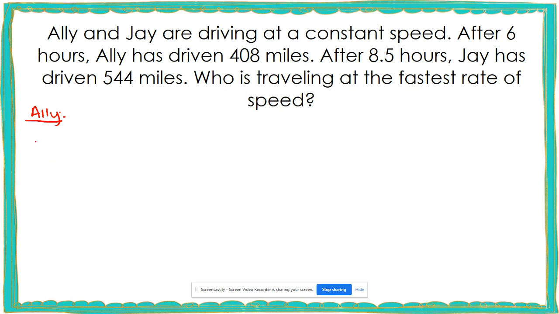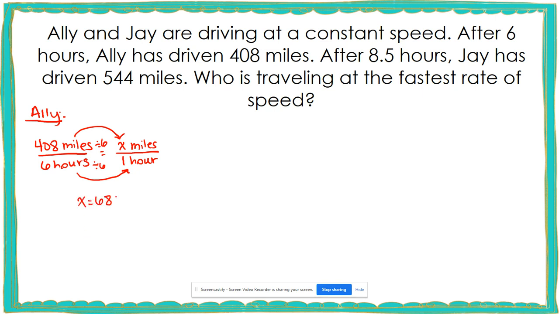I know that she has driven 408 miles, and she has done that in 8.5 hours, or 6 hours, I'm sorry. What I'm looking for is her unit speed, which I don't know how many miles that is, but I know that I'm looking for in 1 hour. So for this, to get from 6 to 1, I would have divided by 6. To get from 408 to x, I would also have to divide by 6. So when I divide by 6 here, I get 68. That means that Allie's speed is 68 miles per hour.